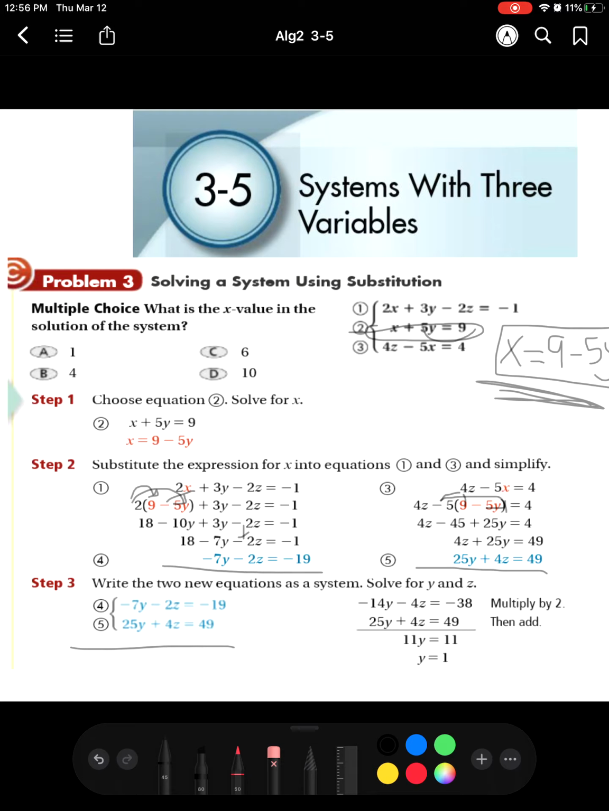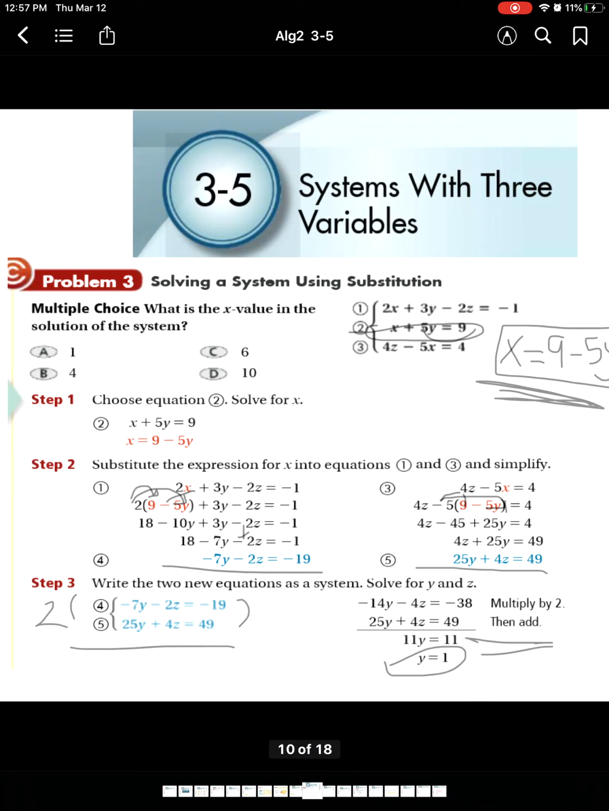Equations 4 and 5, I will see what I will do. Negative 7y minus 2z equals negative 19. I will multiply by 2 because it's very difficult to change the 7 to be 25. So I'll look at the z. Here it's 2 and here is 4. I'll multiply my equation up by 2. So it will be negative 14y minus 4z equals negative 38. And the second equation stays as this. Then I add the 2 equations. I'll get y equals 1.